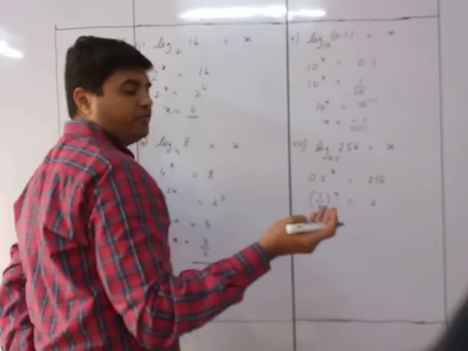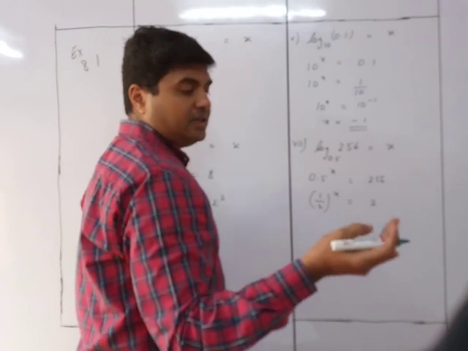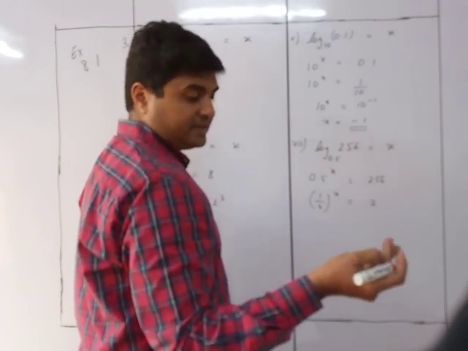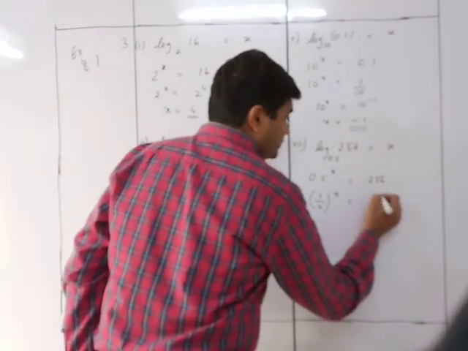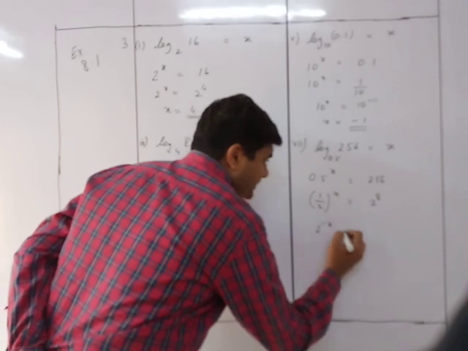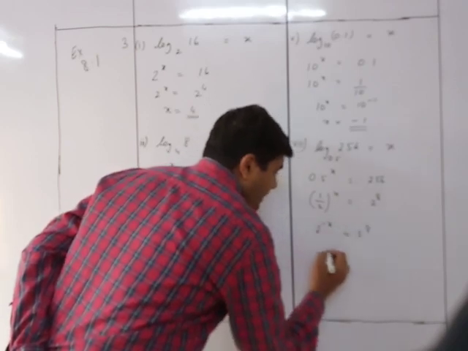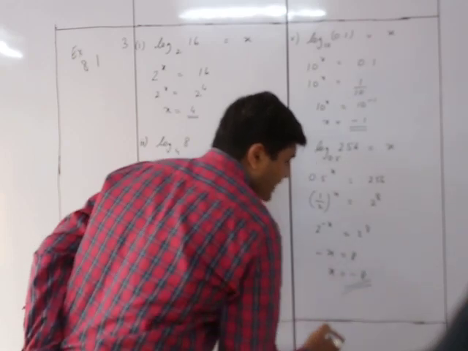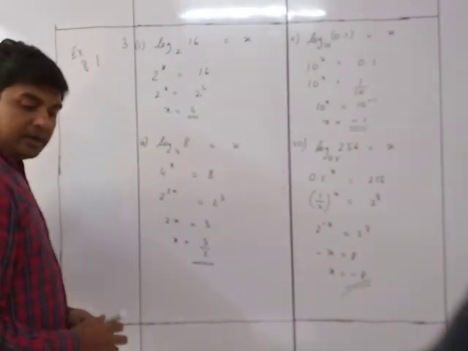This is 2, 4, 8, 16, 32, 64, 128, 256. That is 8. So 2 raised to 8. So this is nothing but 2 raised to minus x is equal to 2 raised to 8. So minus x is equal to 8, so x is equal to minus 8. This is the answer. Clear?